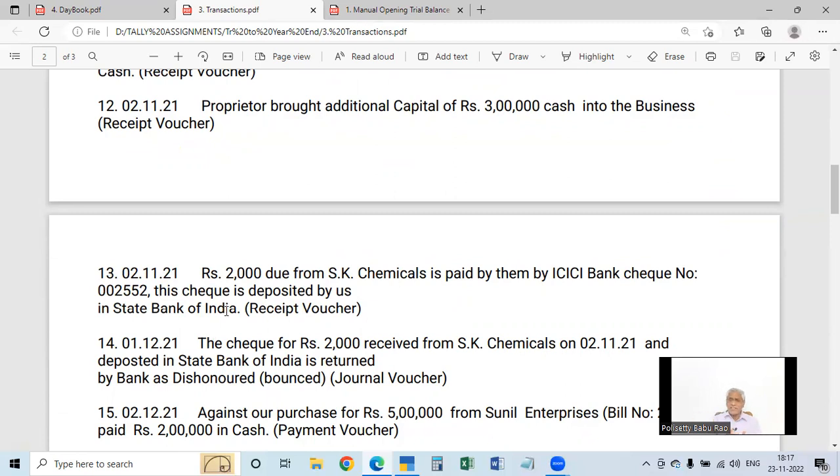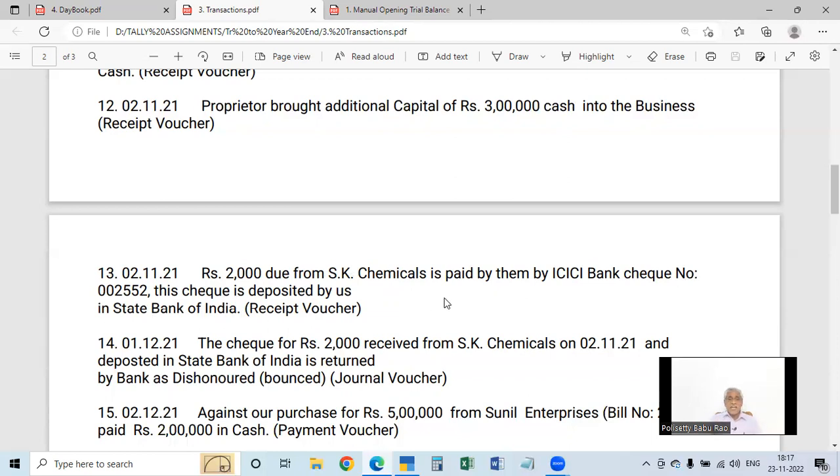When you receive a check, definitely what you will do? You will deposit the check in some bank, in whatever bank we have. If you have one bank, we will deposit. With 2-3 banks, we can deposit in any bank. But here, we received the check for that amount from SK Chemicals by ICICI Bank check. They gave an ICICI Bank check and we deposited it into State Bank of India.